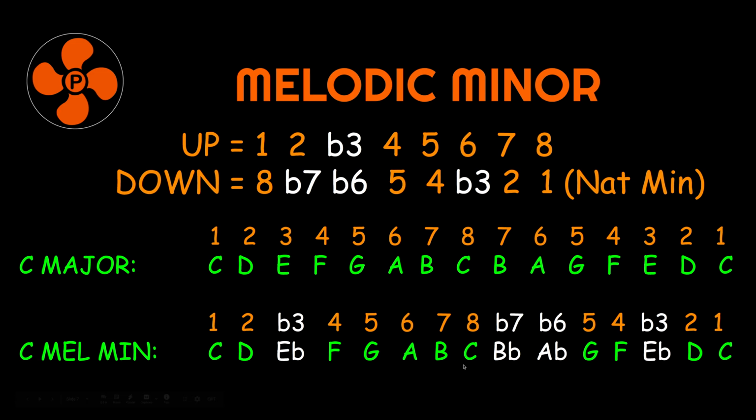Now the tricky part is when you play melodic minor going back down, you actually change it to natural minor going backwards. So when you go down the scale or play the scale descending, it sounds like this. So the third is still flatted, but you change the sixth and seventh back to flatting them like natural minor. So here's the whole melodic minor scale, up and down.